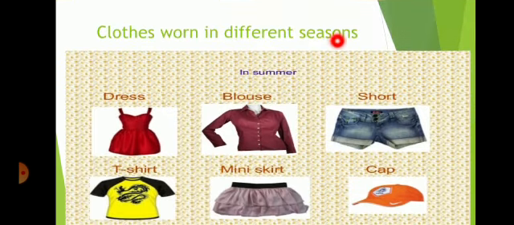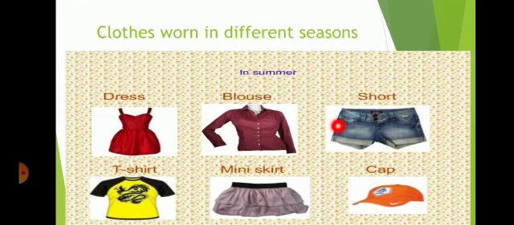Clothes worn in different seasons. We wear different types of clothes according to different seasons. Yes, there are 5 seasons. In each season, we wear different types of clothes. In summer, we wear this type of clothes: blouse, shorts, t-shirt, mini skirt, cap. These types of dress we wear in the summer season.